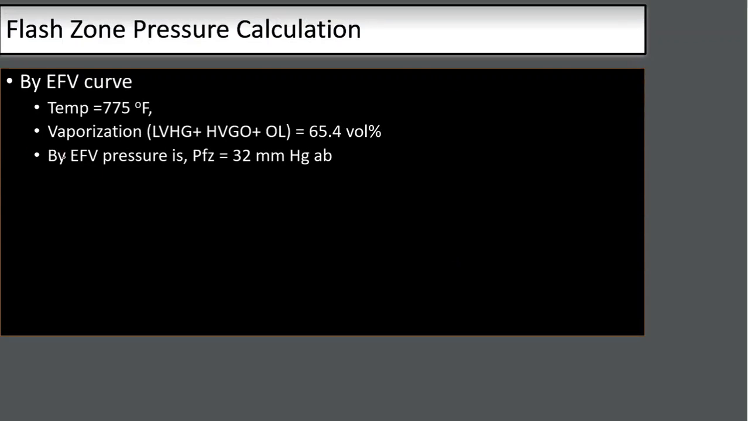Next is how to calculate the pressure in the flash zone. For that we need an EFV curve. For the EFV curve there are three parameters. One parameter is temperature, which is given as 775 degrees Fahrenheit. The second parameter is the amount of vaporization. The amount of vaporization is also given: 65.4 volume percent should be vaporized from the feed at the flash zone. So these two values are given.